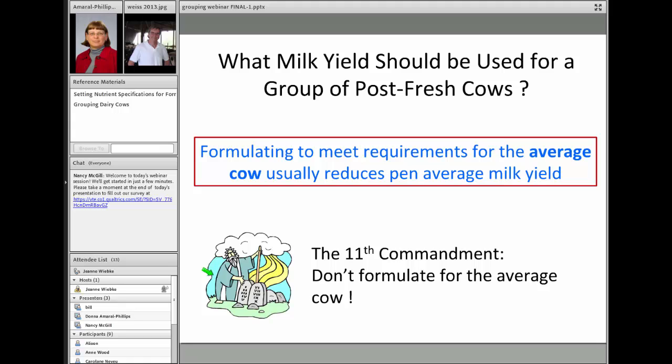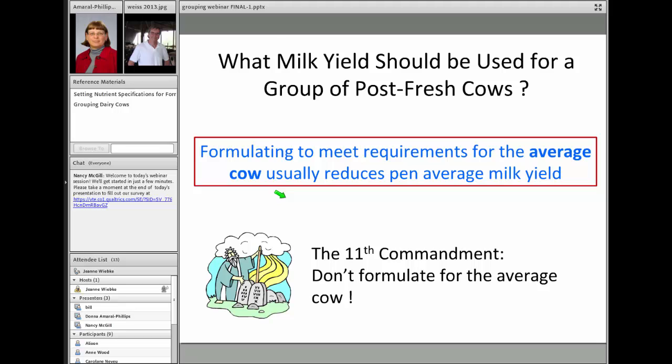Okay, so for the next several slides, I'm going to say I've got a group of cows that do not contain fresh cows. So I'm going to call this my post-fresh group. Rule number 1: never, ever, ever formulate to the average cow. You will always lose milk.